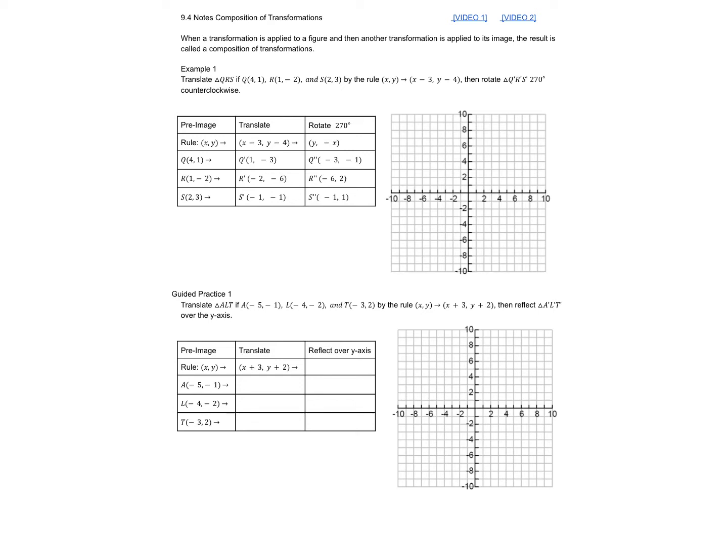Hello everyone. Today we're looking at compositions of transformations. This is essentially going to be a summation and review of sections 9.1, 9.2, and 9.3, reflections, translations, and rotations.